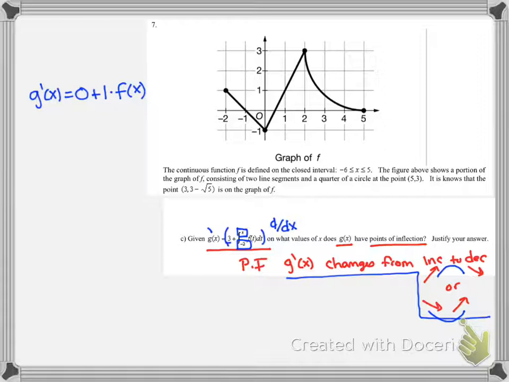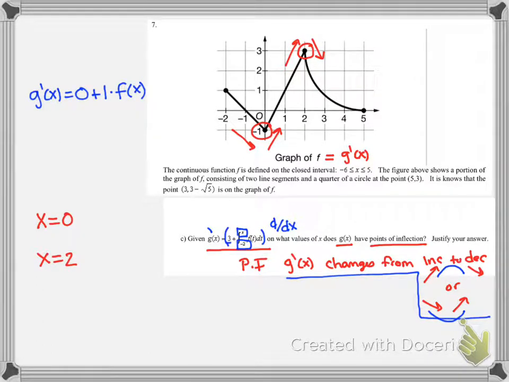So I'm really just looking for, I can relabel the graph of f as also g prime of x. And we talked about looking for a max and a min. That's where my derivative changes from increasing to decreasing, or decreasing to increasing. So my values would be at x equals 0 and at x equals 2.